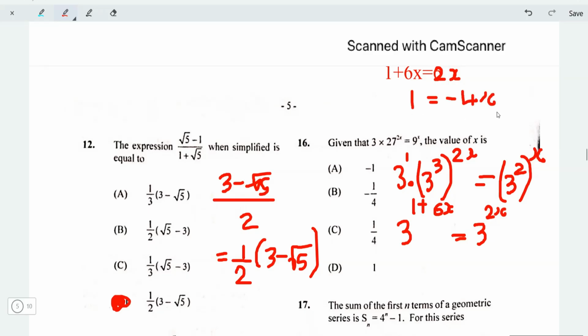So divide both sides by negative 4. And so that means x equals 1 over 4, because then the negative 4's cancel. That's minus 1 over 4. That's option B. All right.